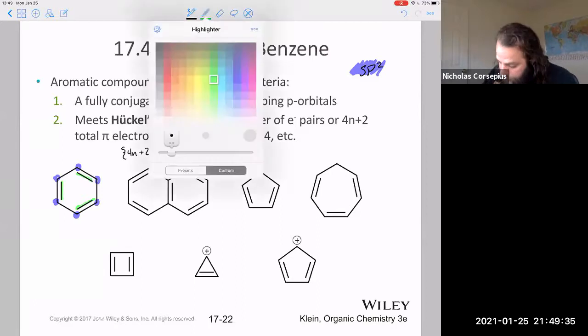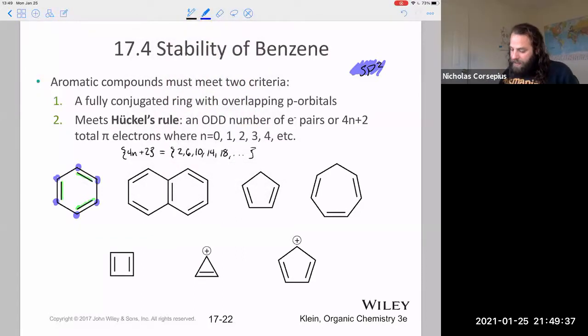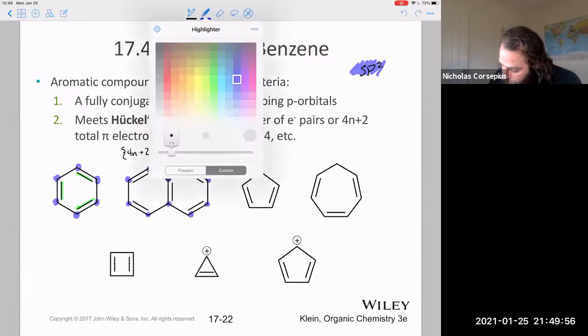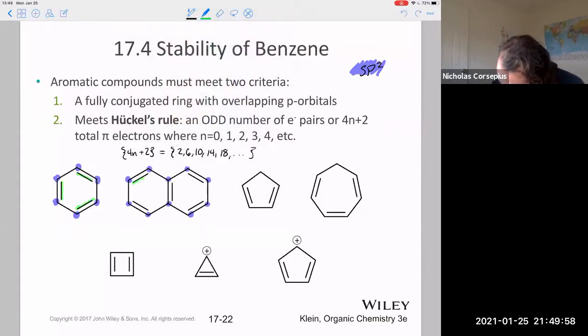Okay, so what about our next example here? Let's see if we can classify that. So rule 1, do I have a fully conjugated ring with overlapping p orbitals? Well, this is sp2. I can't spot any sp3 hybridized carbons, so that's good. So I meet rule 1, check. What about rule 2? I have 2, 4, 6, 8, 10. So does this meet Hückel's rule? It does. This is also aromatic, just like this one.